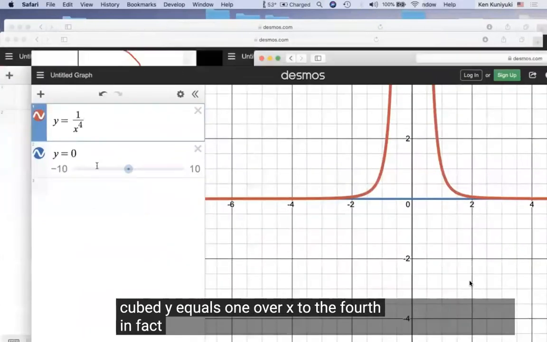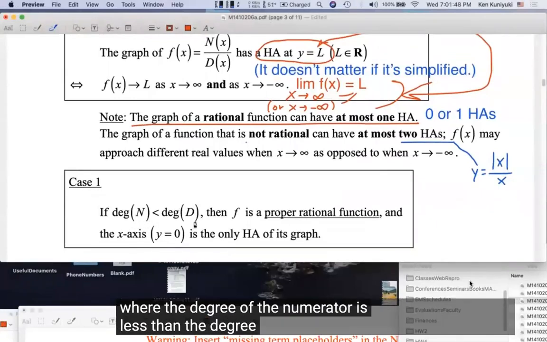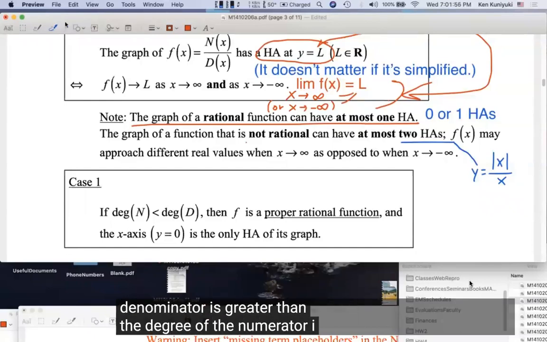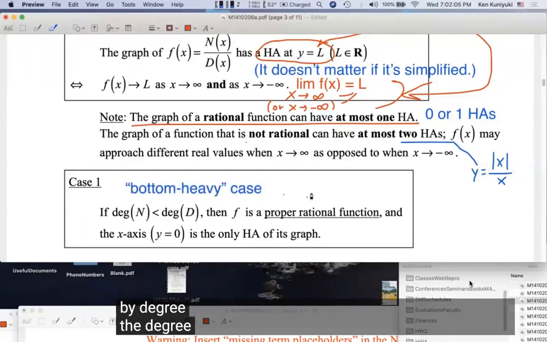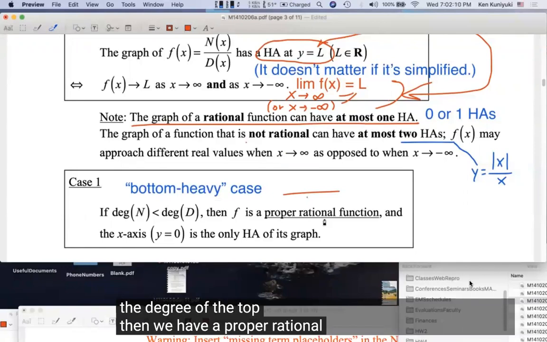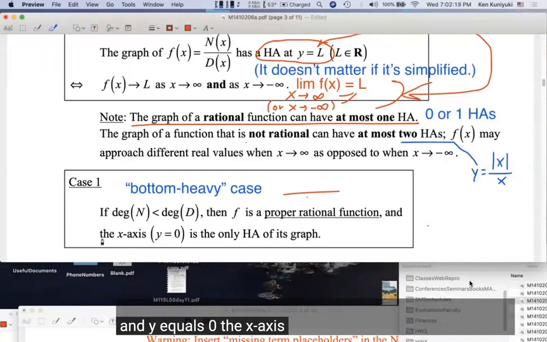In fact, anytime we have case 1 applying, where the degree of the numerator is less than the degree of the denominator, or in other words, the degree of the denominator is greater than the degree of the numerator, I call this the bottom-heavy case by degree. The degree of the bottom is bigger than the degree of the top. Then we have a proper rational function in a similar way that 1/3 is a proper fraction. And y equals 0, the x-axis, is the only HA of the graph.